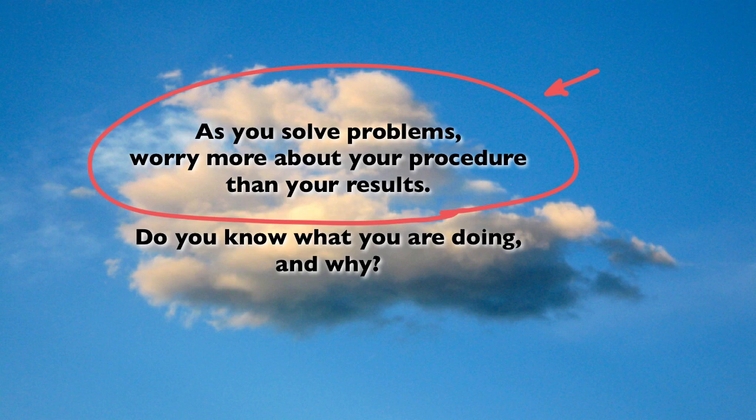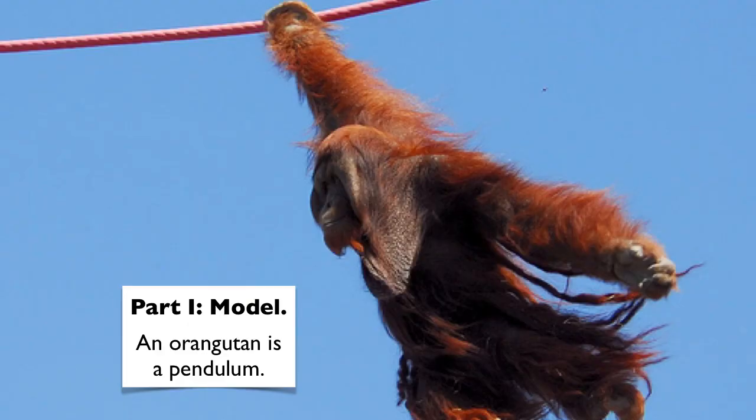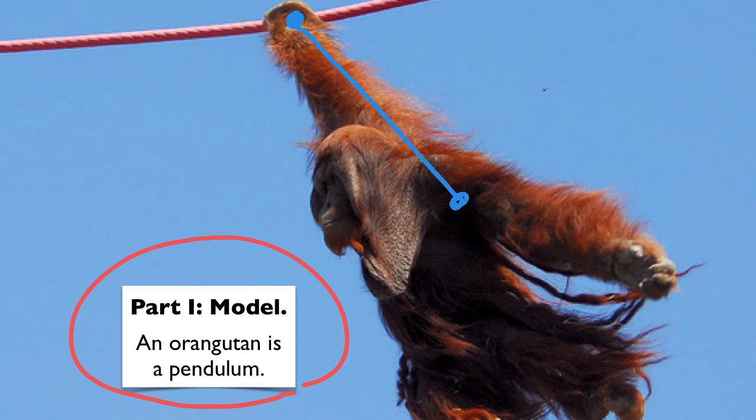So, for the case of the orangutan, what we wanted you to do was this. Start with a model, and we're going to model an orangutan as a pendulum. You can see the orangutan has his hand here, and his arm is working like a rope, and then he's working kind of like a point mass right here, and it's just swinging through an arc like so. And so an orangutan is a pendulum, and we can model it that way.